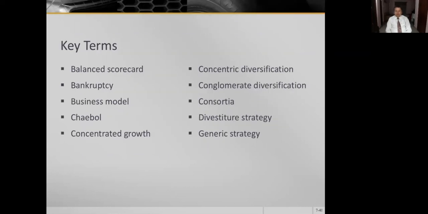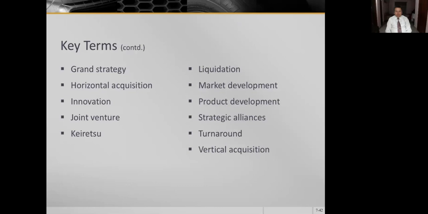So what we have done is discuss balanced scorecards as an objective measure. We talked about bankruptcy, business model, charitable, concentrated growth, concentric diversification, conglomerate diversification, consortia, divestiture strategy, generic strategy. All these we discussed. Perhaps this makes sense. All of these, right? So we have used up most of the time here. I stop the slides here now, and then I get to talk to you in a summary.